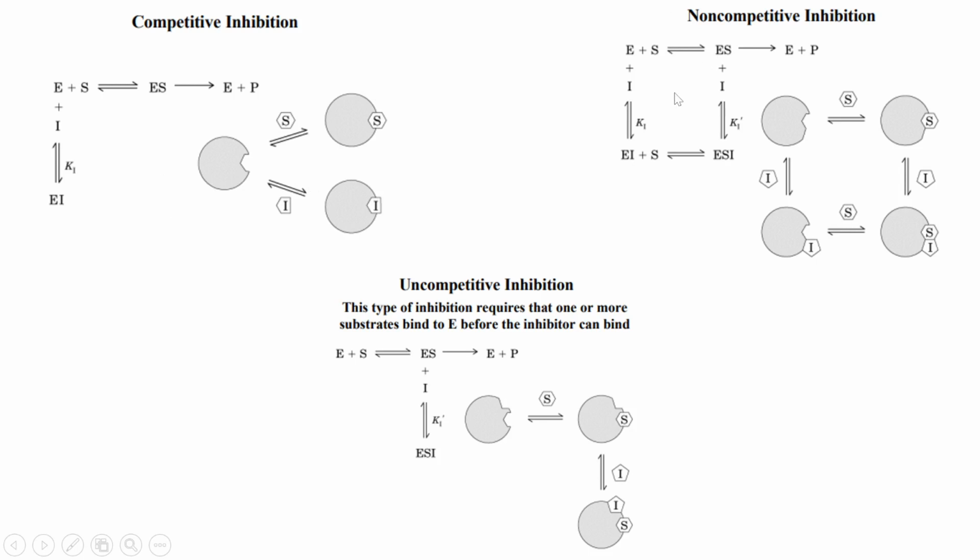In the second case, in case of non-competitive inhibition, what is happening? The inhibitor can bind to the free enzyme as well as to the enzyme substrate complex, okay? In the third type of inhibition, that is uncompetitive inhibition, what is happening? The inhibitor can only bind to the enzyme substrate complex. Before binding of the substrate, the inhibitor cannot bind to the free enzyme, okay?